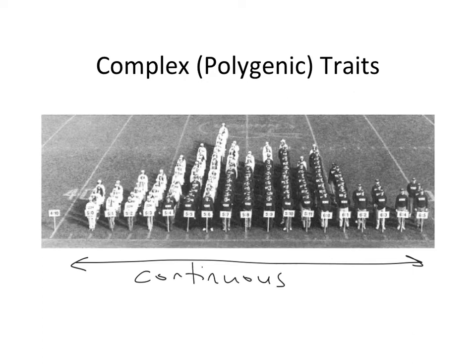I don't remember when this picture was taken, but it looks like it was probably a long time ago, given what they're wearing, where the students in this college lined up based on their height. In 1-inch intervals, you can see how many students in this class were the different heights. This is what geneticists expect of these so-called complex traits, when it's not a binary phenotype.